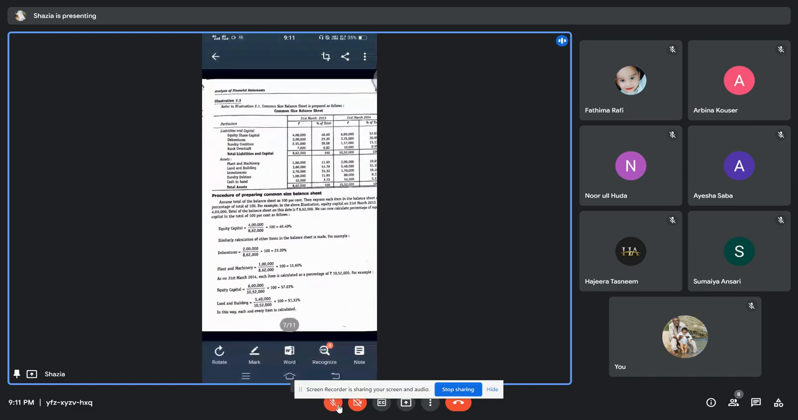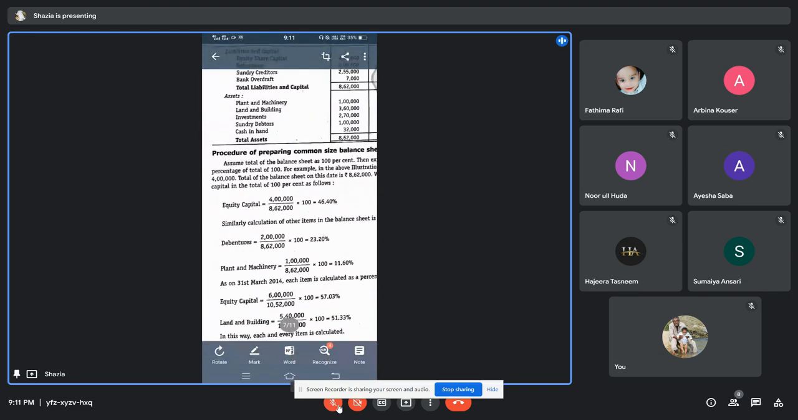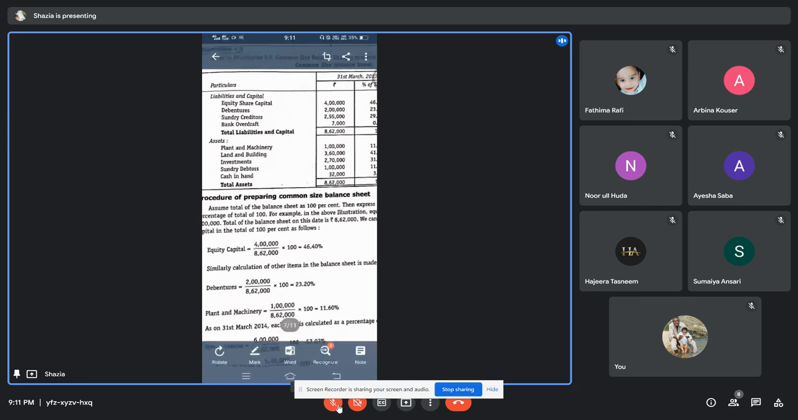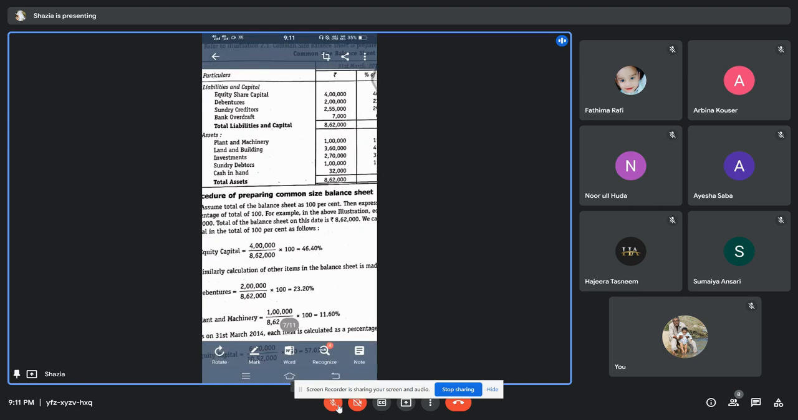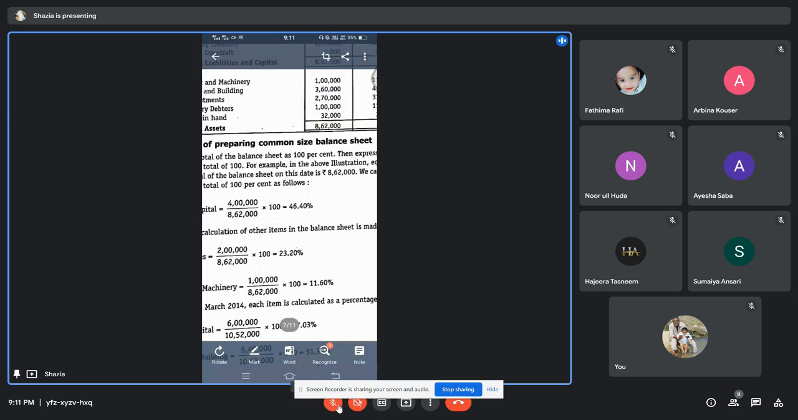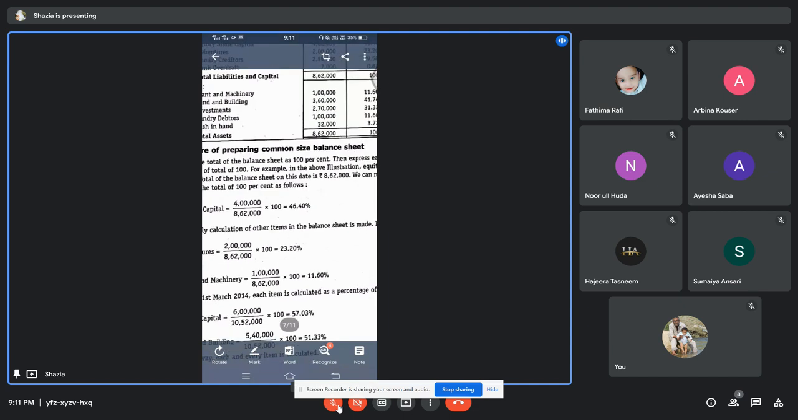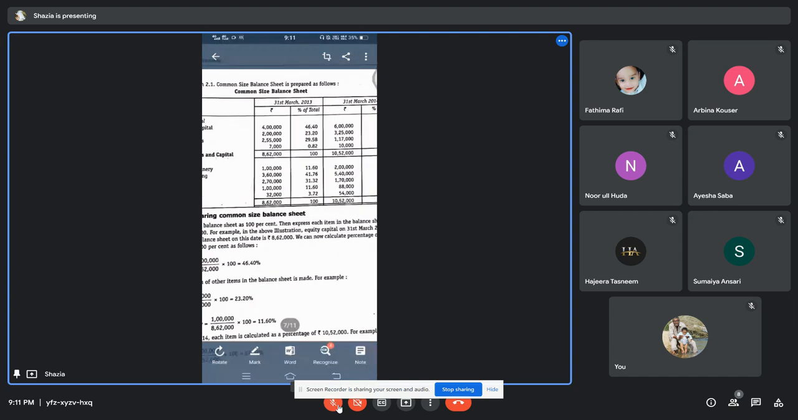So see here, equity capital they have taken as 4 lakh. Now what is the common amount of the total liability here? As you are calculating liability, you should take the common total of the total liability. Total liability is 8,62,000. Divide, and you have to multiply with 100. You will get 46.4%, 46.40. So this percentage should be taken over here.